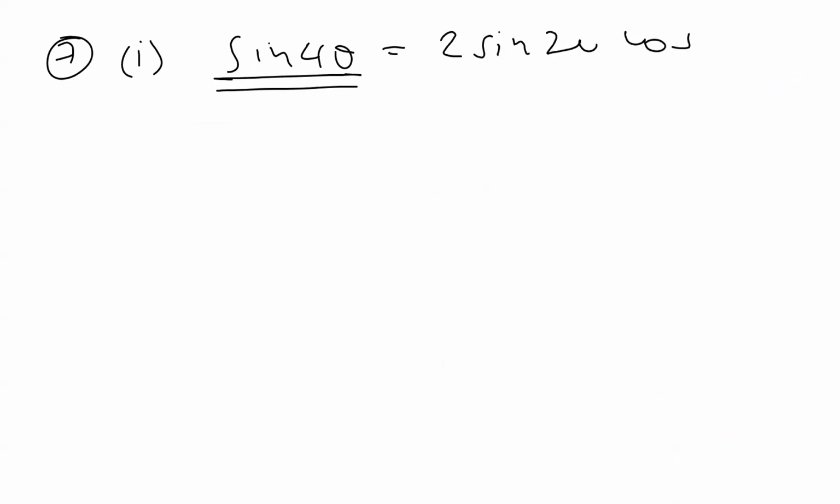Question number 7, sub question 1. Sin 4 theta. Now first we are going to convert this into 2 theta. So using the half angle formula of sine, 2 sin cos, 4 theta will become 2 theta. Now 2 theta we have to further convert into theta. So this is the first part of the solution.